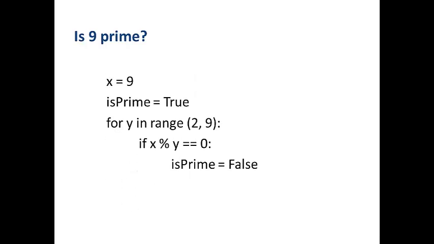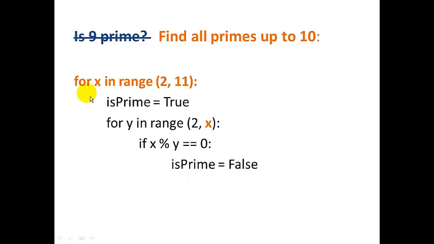So back to our code. What if we wanted to find all the primes up to 10? With two simple modifications, we can find all the primes in a range of numbers instead of just determining if a single number is prime. So first we want to say for x in range 2 to 11. Again, remember, this 11, Python is only going to go from 2 through 10. It does 11 minus 1.